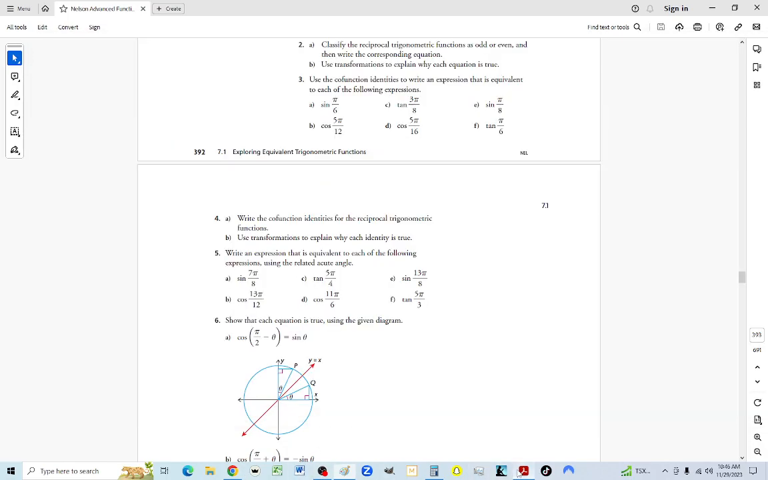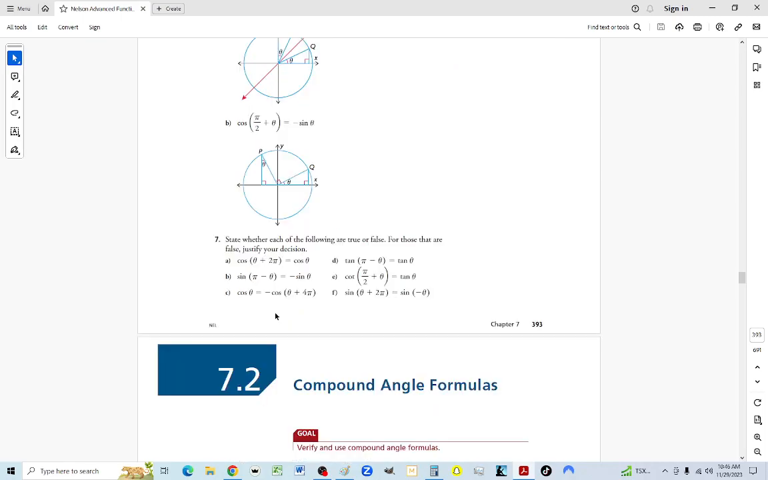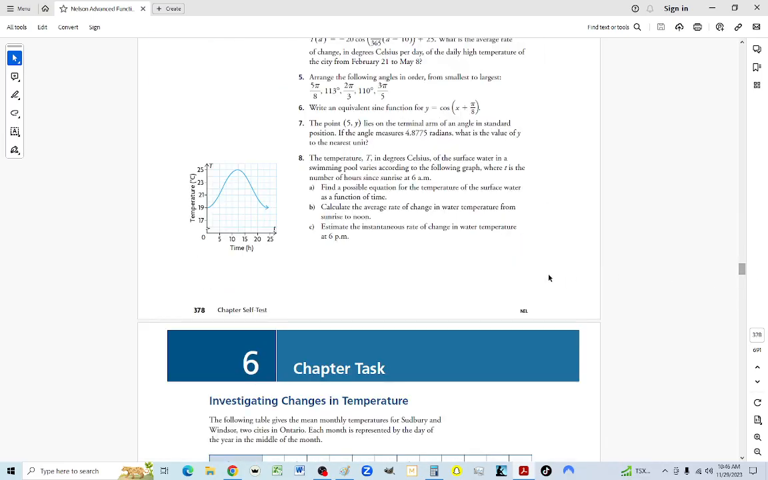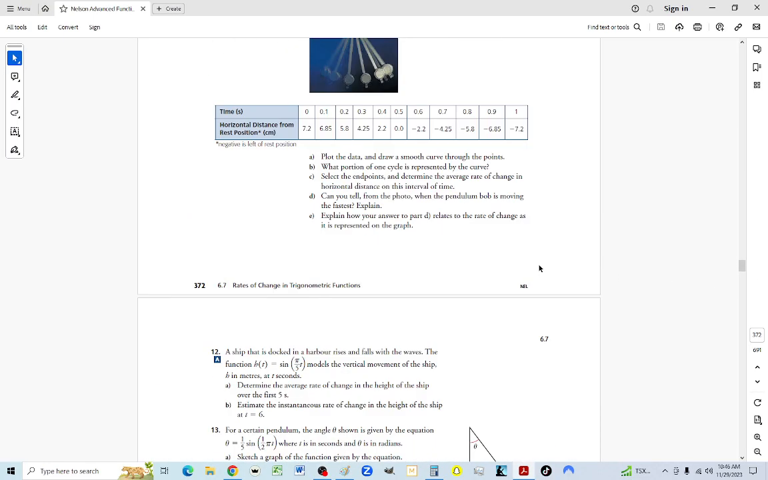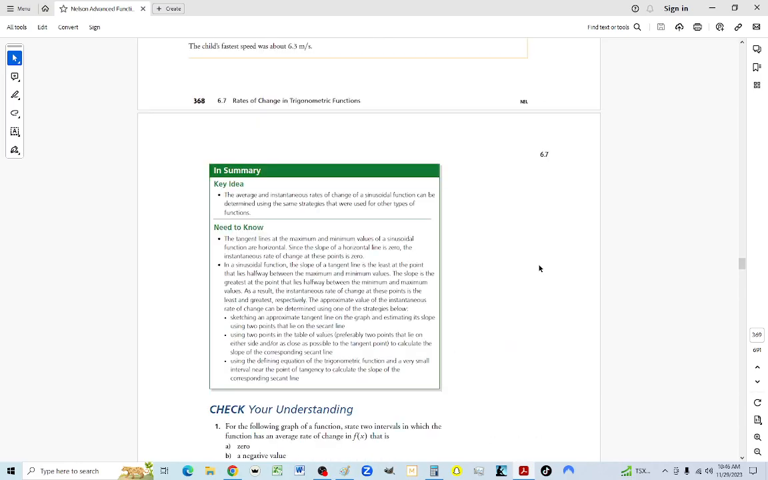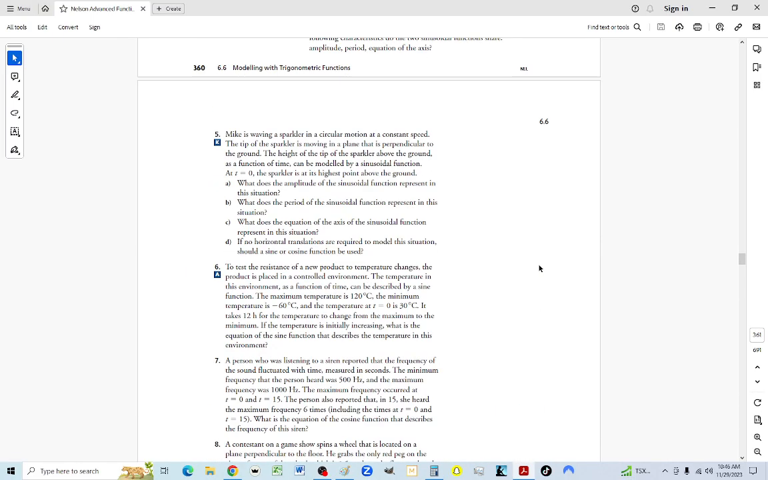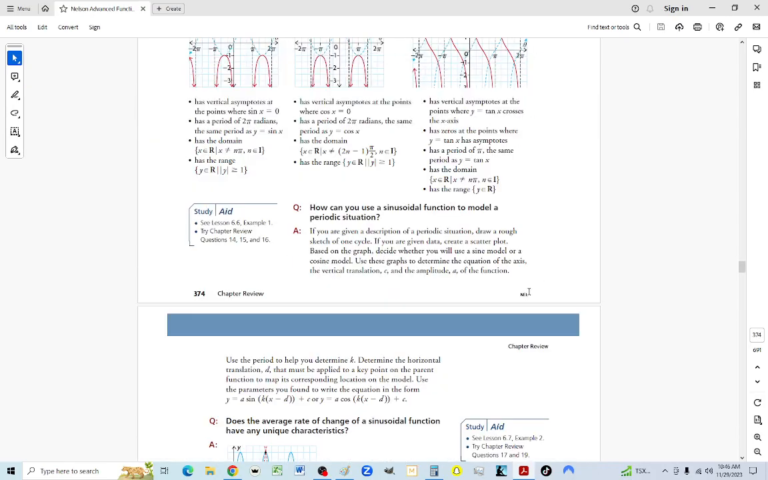Let's keep going. I do not think I'm going to be able to even come close to finishing this chapter. We'll just do 6 and 7. Oof, now I just went crazy. I don't even know where I am now. Yeah, I went way too far back.